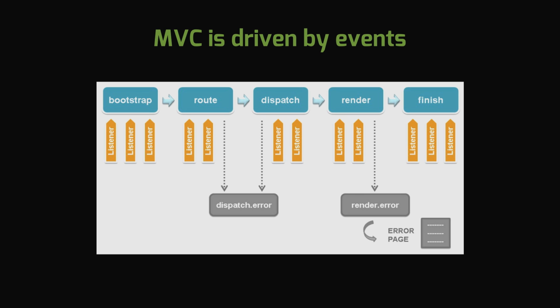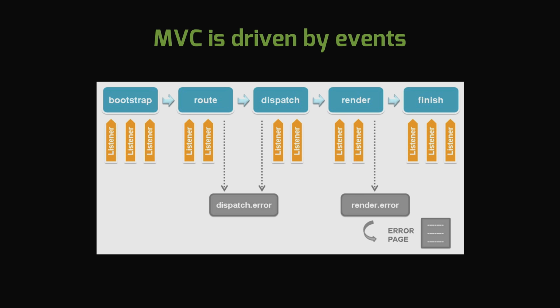So this is a diagram. From left to right, you can see the phases, the steps inside the MVC. We start from the bootstrap. We have a route step, where the application defines the routing and chooses the controller and the action to be executed. We have the dispatch phase, the render, and the finish. So basically these are the five steps inside the new architecture of Zend Framework 2.